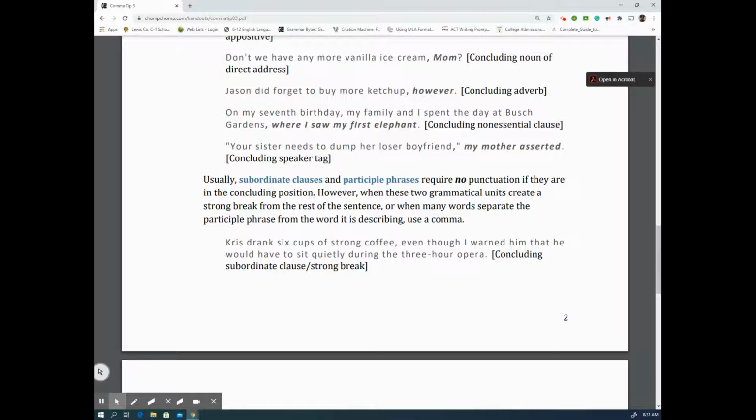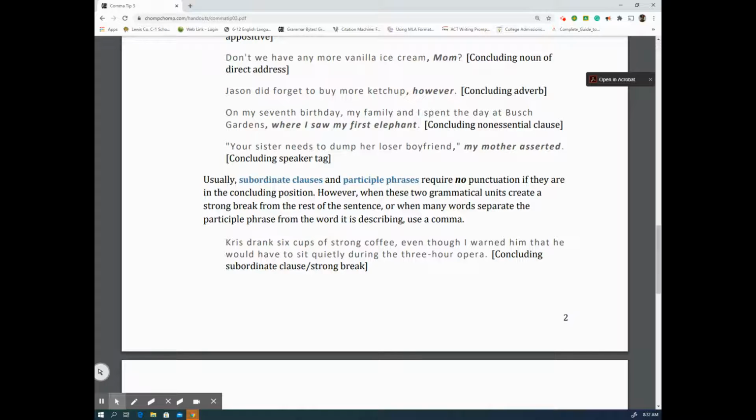Here we have, "On my 7th birthday, my family and I spent a day at Busch Gardens, where I saw my first elephant." Again, here we have a non-essential clause. Again, I have the subject-verb pair, so this is a clause. And again, it is non-essential. It doesn't need to be there, it's just describing Gardens.